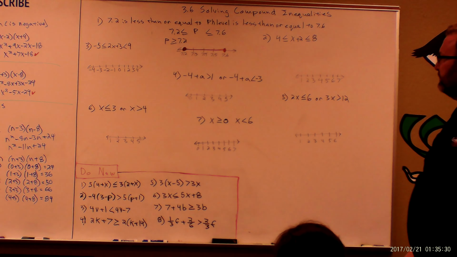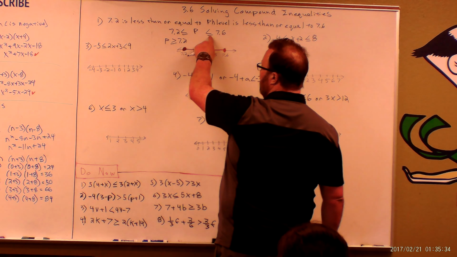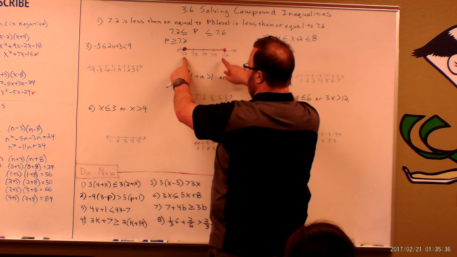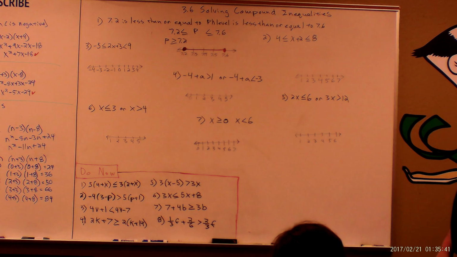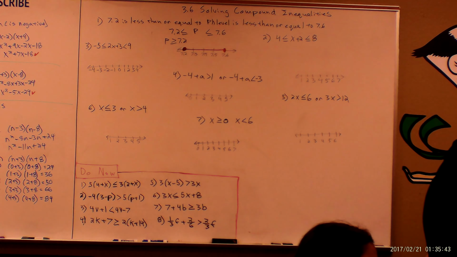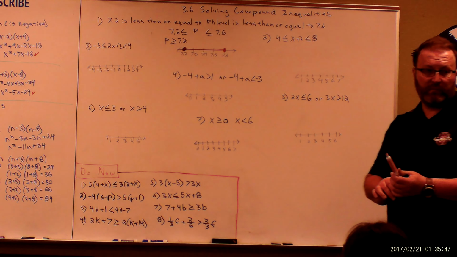Let's go to the right. So our range is 7.2 to 7.6. They're running into each other. It's a range between 7.2 and 7.6. Are we good with this one?